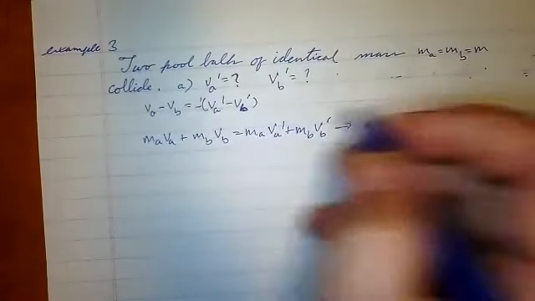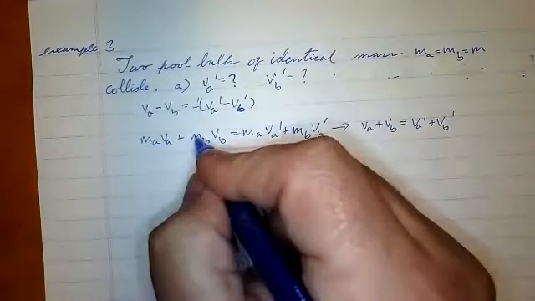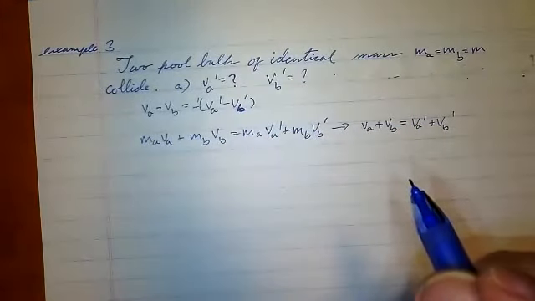So that's one thing we can use. That's just because all the MAs and MBs are equal to each other. So I can just treat them all as M and divide through by it, and I got that.